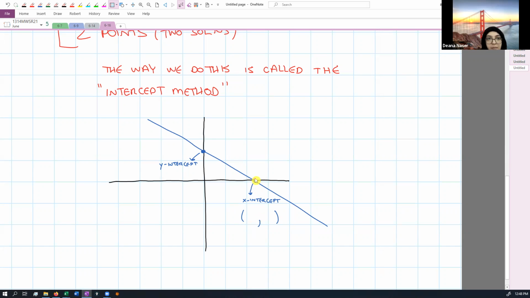The y is 0. The y has to be 0. Very good. Is everyone clear on that? If you are on the x-axis, the y value must be 0. Now the x value could be whatever, okay? But the y must be 0.